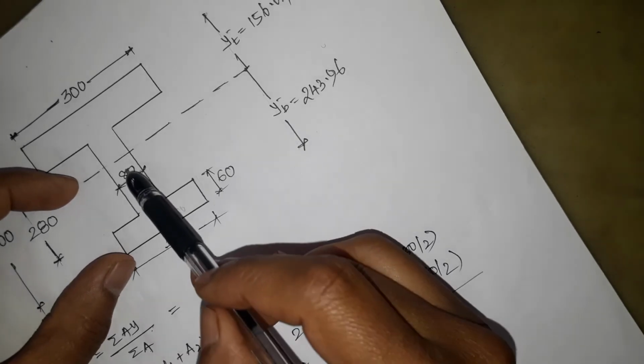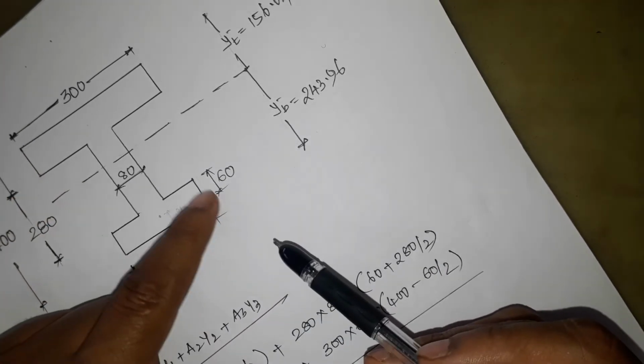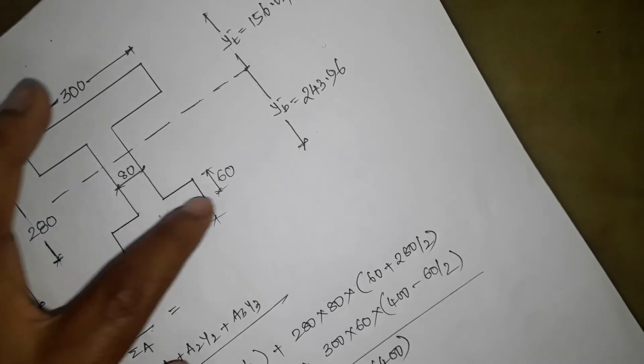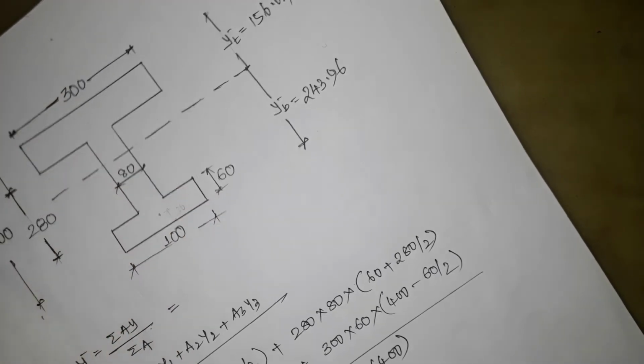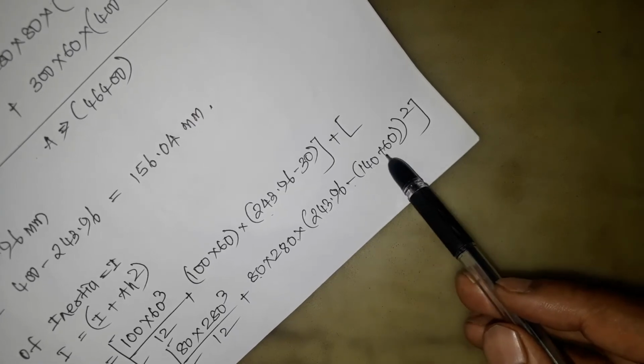You can see this total is 243, the centroid will be somewhere here. So 243 minus 60 plus 280 by 2 is 140. 60 plus 280 by 2 is 140. So that is 243.96 minus 140 plus 60, square.